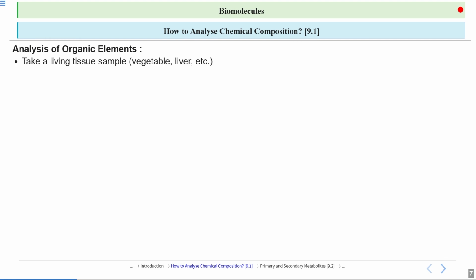Okay, now let's move on. Let's talk about the analysis of the organic elements. Okay, how can you analyze the organic elements? There is a simple procedure that you can follow. You can take a living tissue sample. You can take any vegetable. Okay. They have taken liver also. They have given liver as an example also. This is also an organic tissue, you can say.